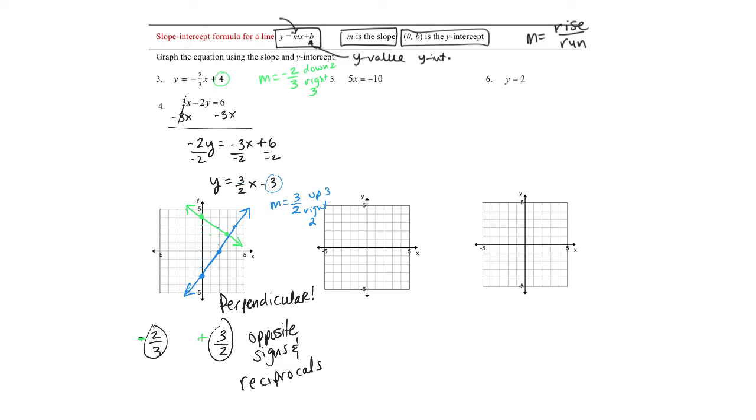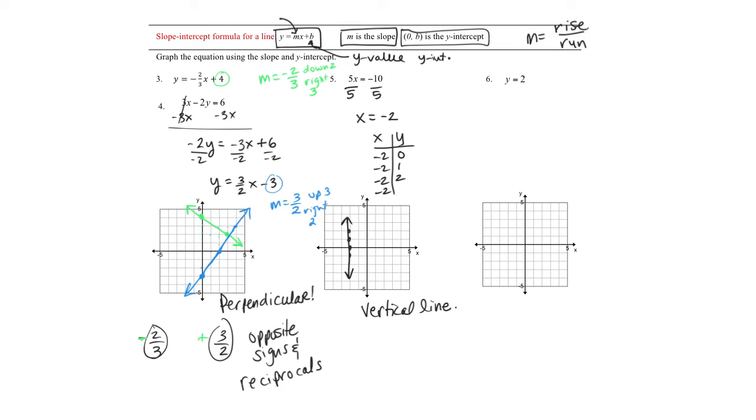Okay, let's look at this next one. I have 5x equals -10. Dividing by 5 gives x equals -2. And this is kind of a special case. X is always -2. It doesn't matter what y is. X is always -2. So here's my x. X is -2 for any y value you want to put in there. So that is a vertical line.